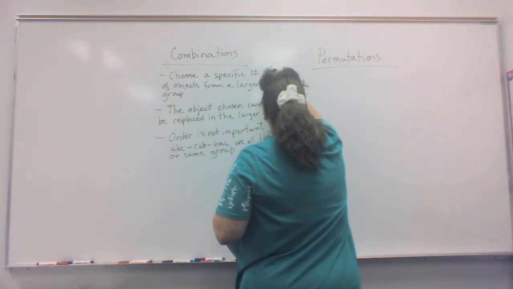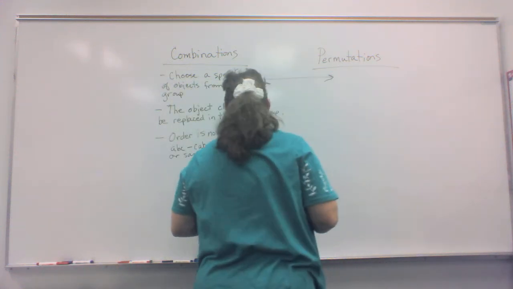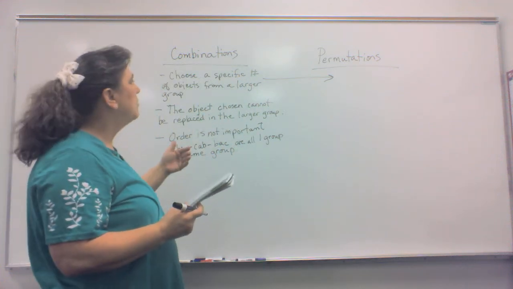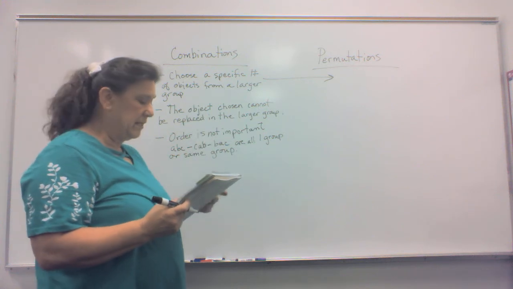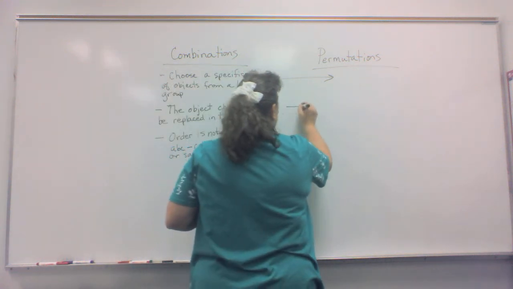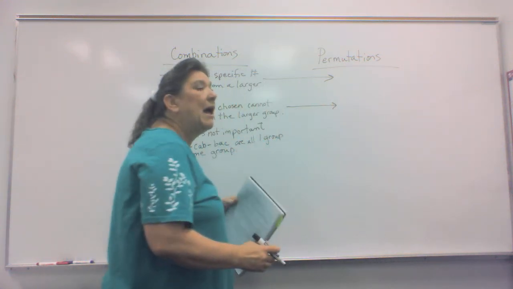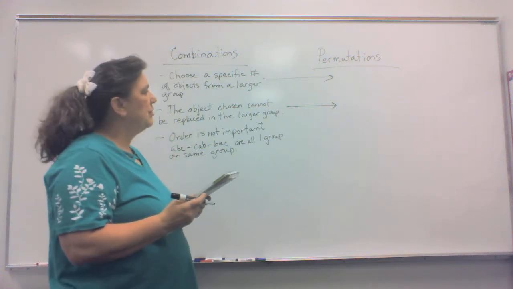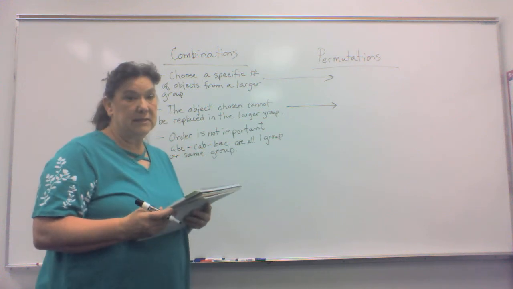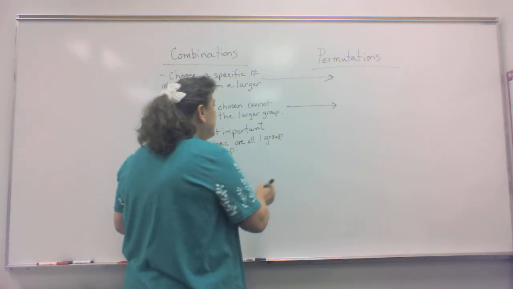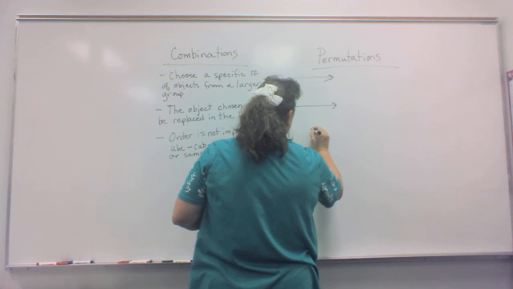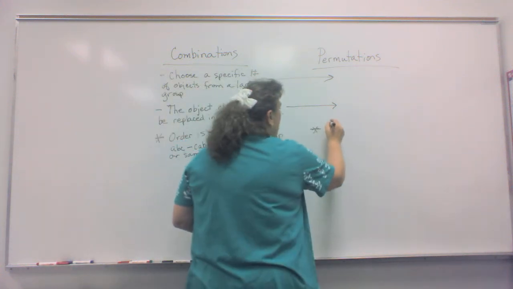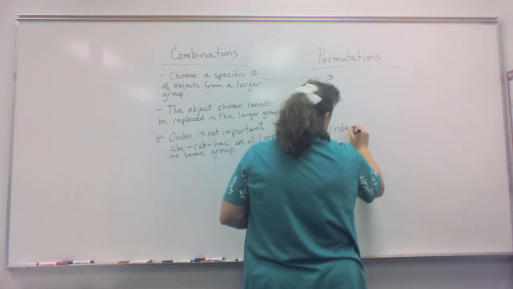Okay? Number one is the same in permutations. You're choosing a specific number into a smaller group from a larger group. That's exactly the same. The object cannot be put back into the larger group after it is chosen. You can use it only once. That is exactly the same. But the difference is right here in the order. The order is important.